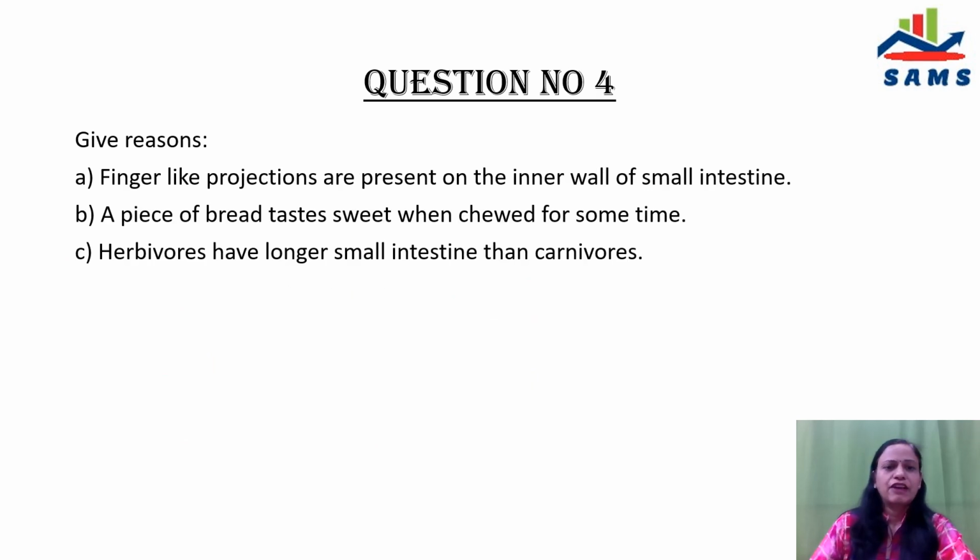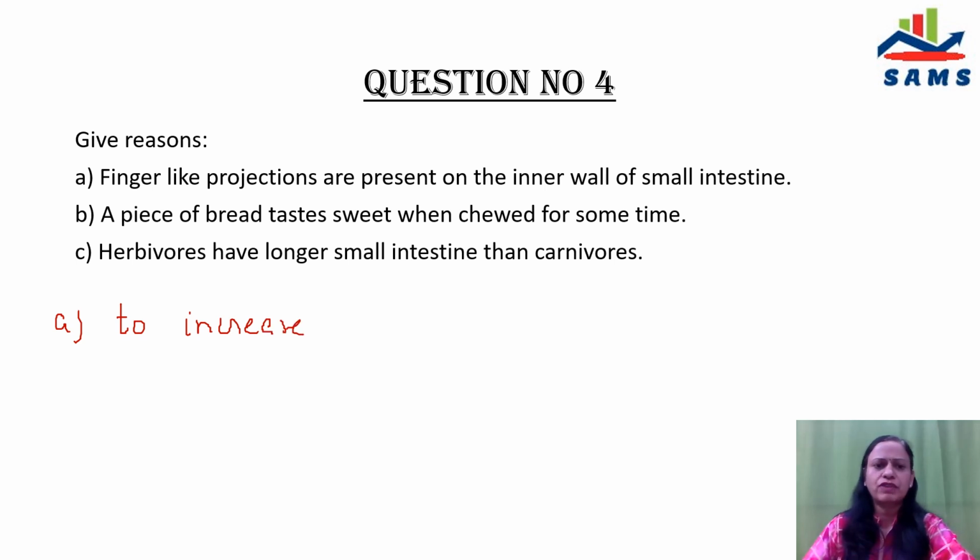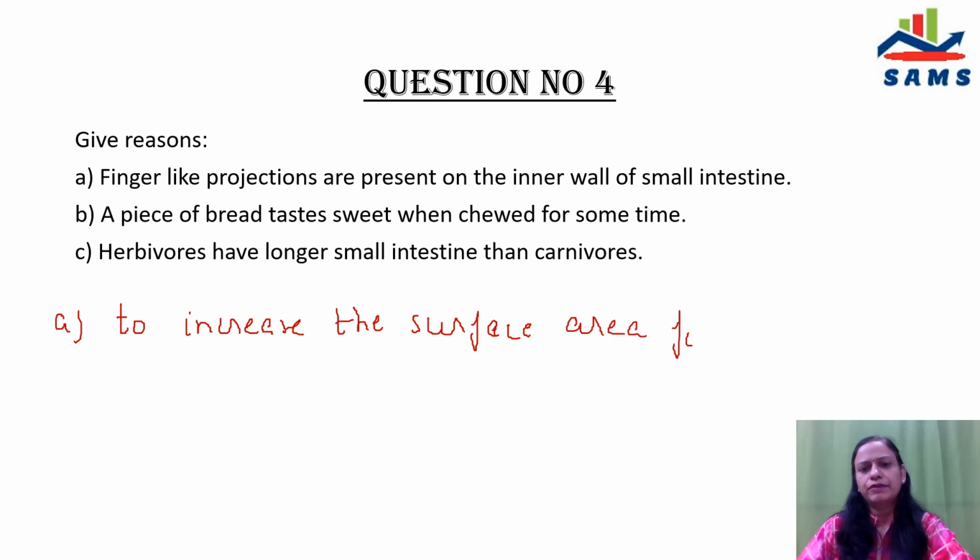Give reasons. Finger-like projections are present on the inner wall of the small intestine. Why? To increase the surface area for the absorption of digested food. Because what is the function of the villi? They help in increasing the surface area so that the food can be absorbed easily and quickly. They increase the surface area for absorption of food. So this is how you're supposed to write the answers to these questions. Short one-line reasons are sufficient.